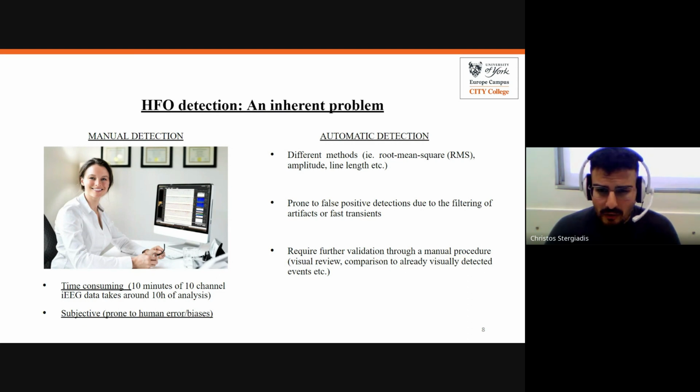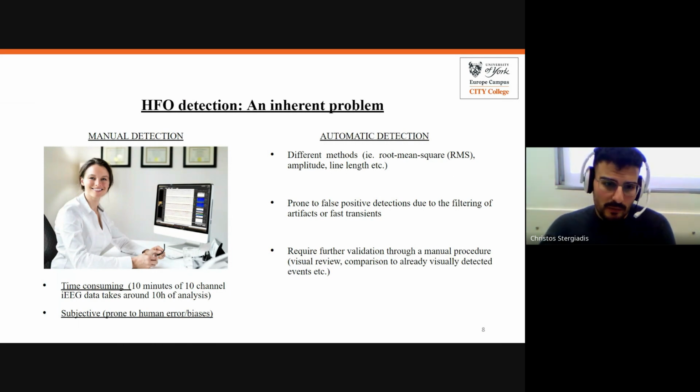So pretty much there are algorithms that you just put your raw signal in and take out the HFO events. That would be ideal. Of course, every machine has its flaws and every algorithm has its flaws. So again, this is not the gold standard because it produces a lot of false detections.